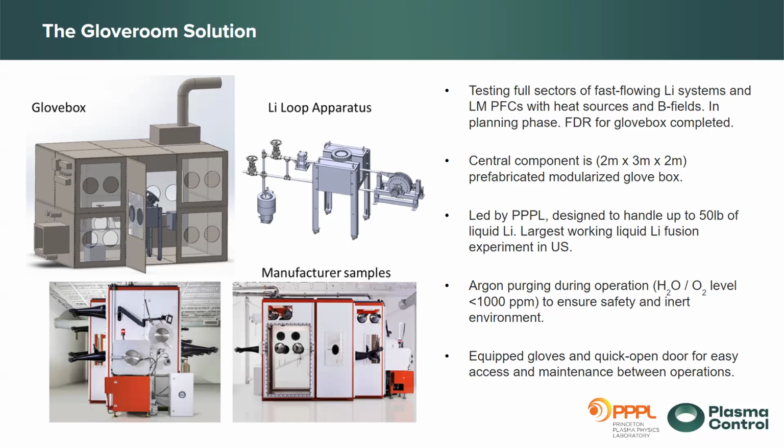So whenever we switch between experiments, we have to open the door, and we have to replace the argon inside the glove box with room air. Once the oxygen level reaches a certain safety level, then you can open the door. So the lock will be controlled and connected to the oxygen monitor.